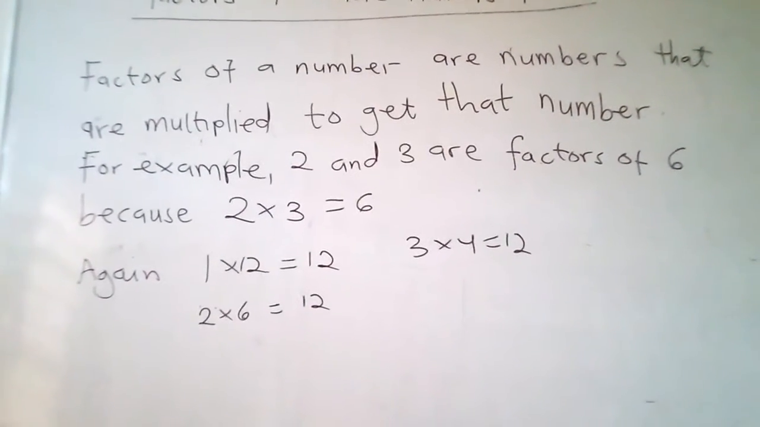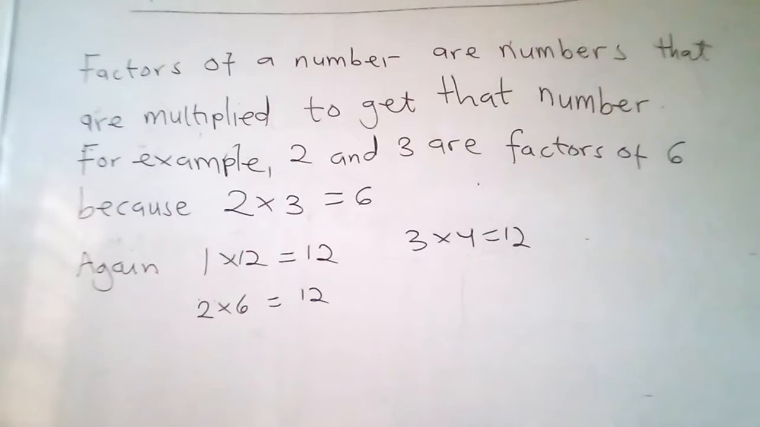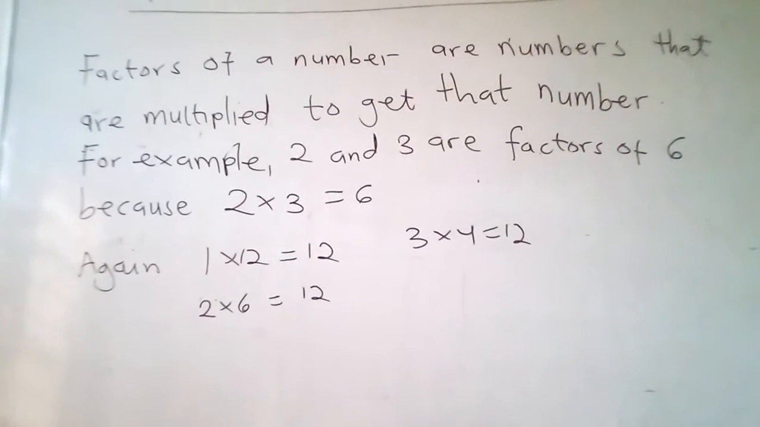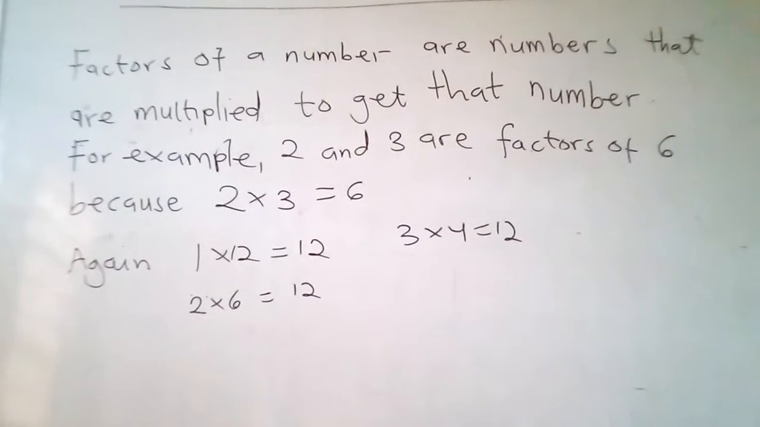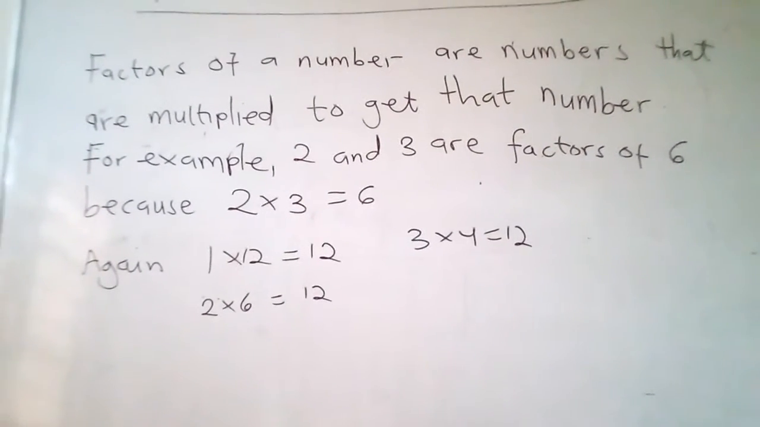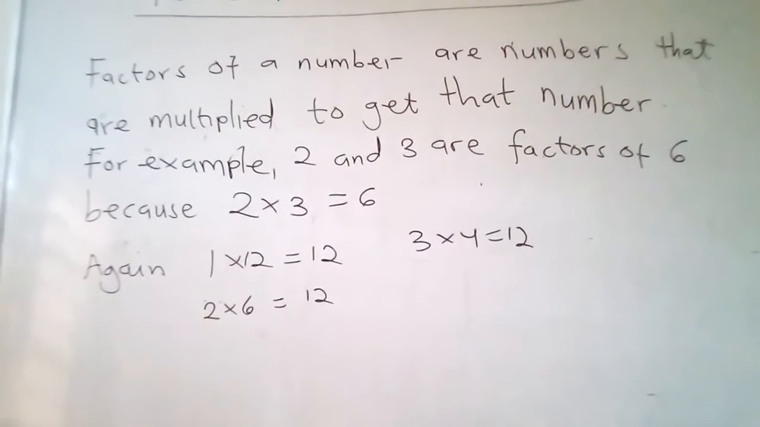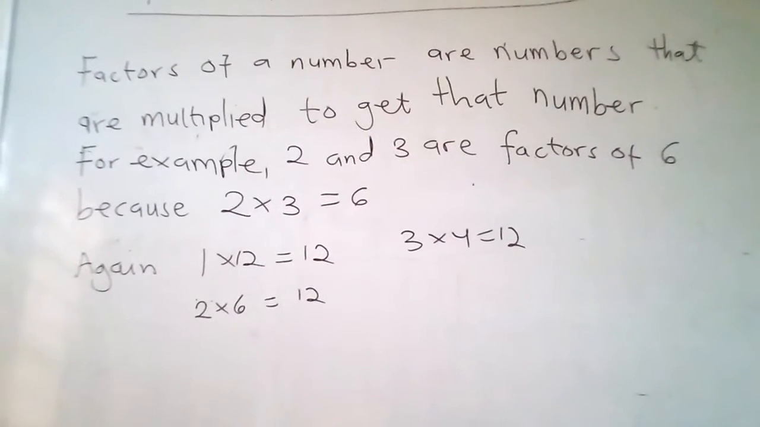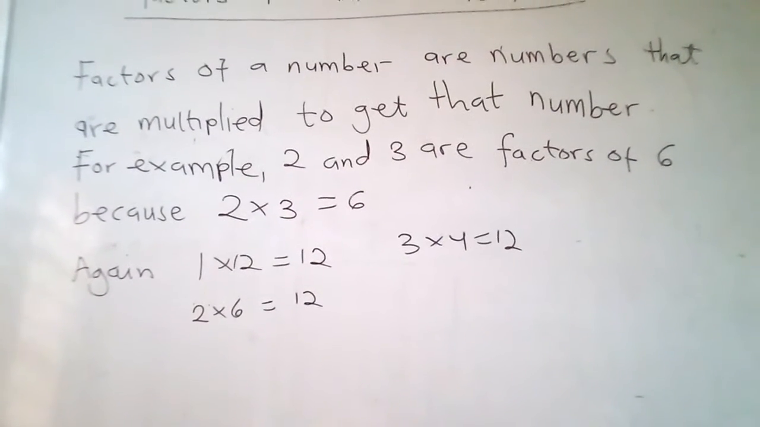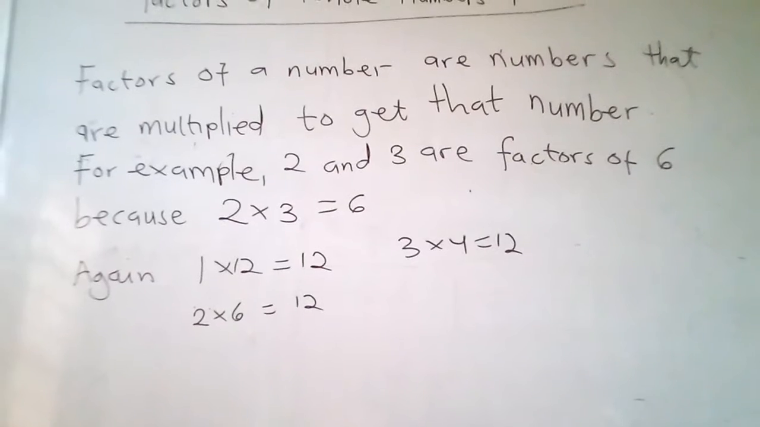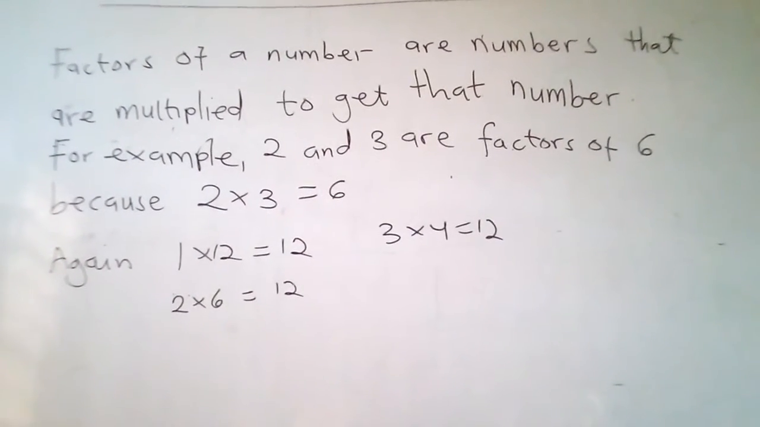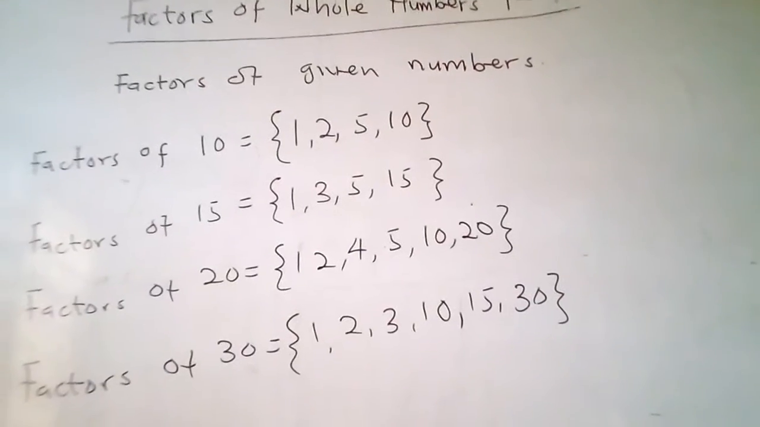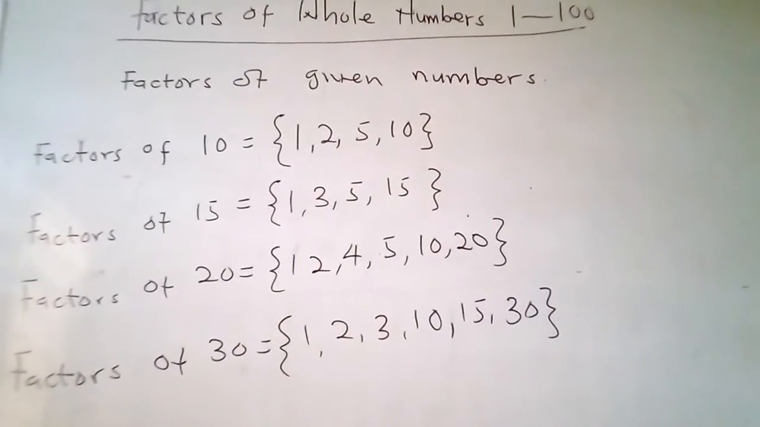So 1 and 12 are factors of 12. 2 and 6 are factors of 12. And 3 and 4 are factors of 12. So when you are asked to list factors of 12, the factors of 12 are 1, 2, 3, 4, 6, and the number itself, which is 12.